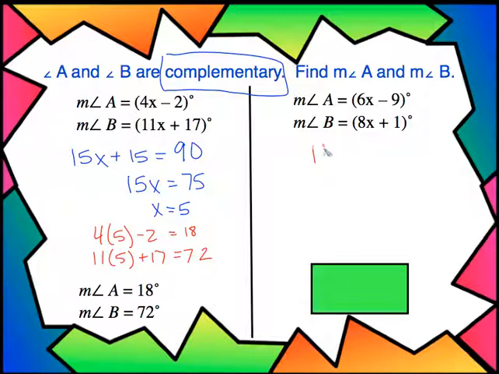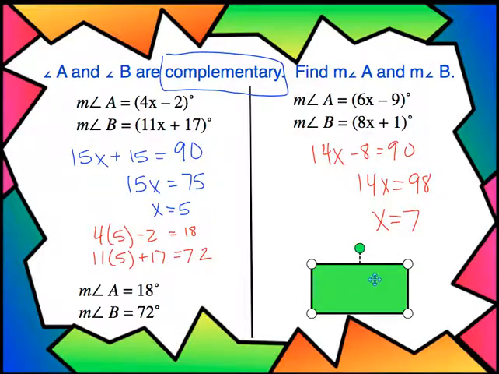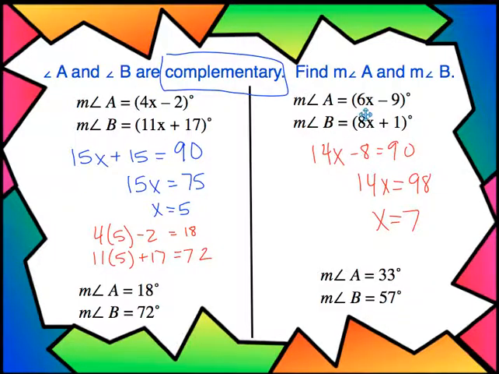So after I combine my like terms, I get 14x minus 8 equals 90. I went ahead and combined them. 14x equals 98 because you add the 8 to both sides. X equals 7. Then you plug it back in to x in both of these, and you should get 33 and 57.